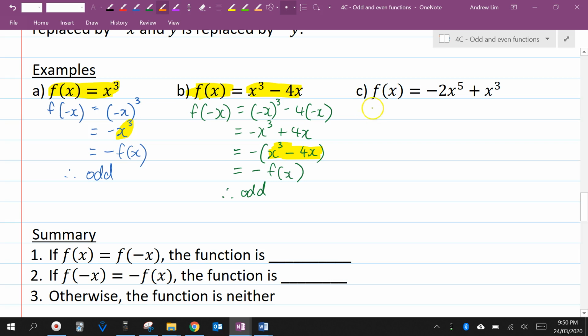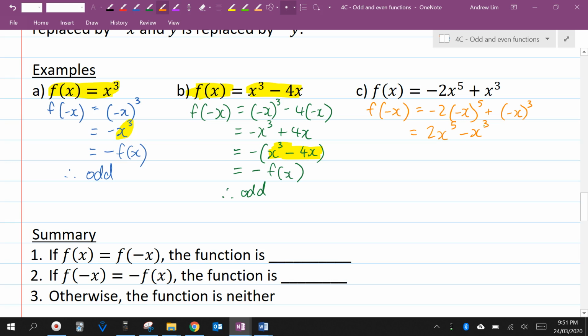Okay, so question C, f of negative x. We have negative x to the power of 5 becomes negative x to the power of 5, but minus 2 times minus x to the power of 5 is positive 2x to the power of 5. And here we've got minus x cubed, which is just minus x cubed. So plus minus x cubed is just minus x cubed.